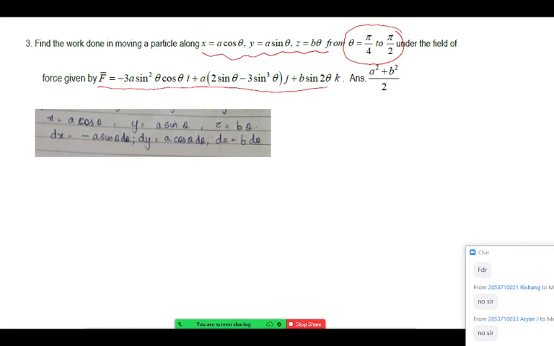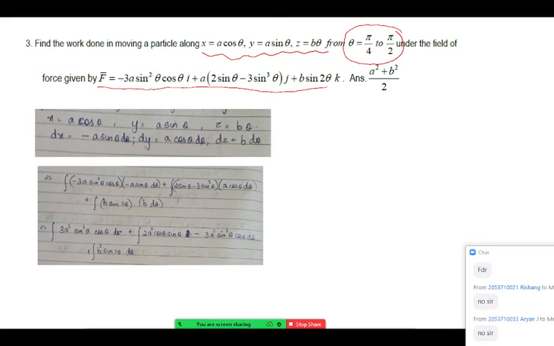So if you observe, the first thing, x is a cos theta, y is a sin theta, z is b theta. So dx becomes minus a sin theta d theta, dy becomes a cos theta d theta, and dz becomes b d theta. That is step 1: we find dx, dy, dz. Now the formula says the integral of f bar dot dr bar is f1 dx plus f2 dy plus f3 dz. And what about the limits?